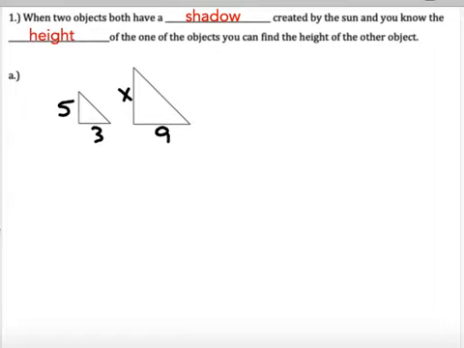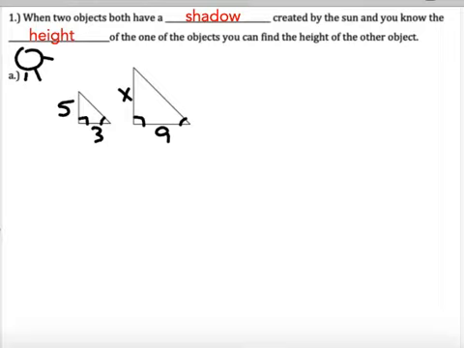Okay? So some of you might look at this and say, oh, I see the scale factor. So the reason why we can use this shadow is that both objects are going to be standing perpendicular to the ground, right? So they have a right angle here. And the sun is up here, okay? They're both at the same angle to the sun, okay? And so these triangles are similar by the AA shortcut. So you can look at this and find your scale factor.